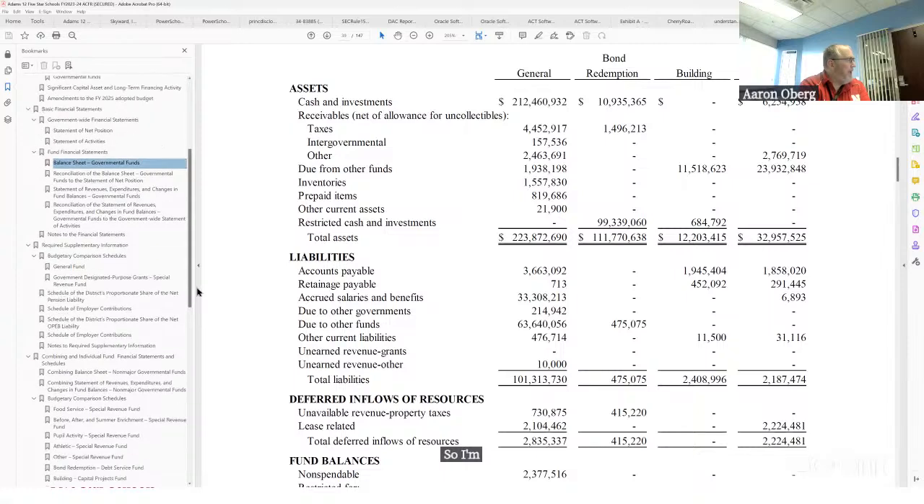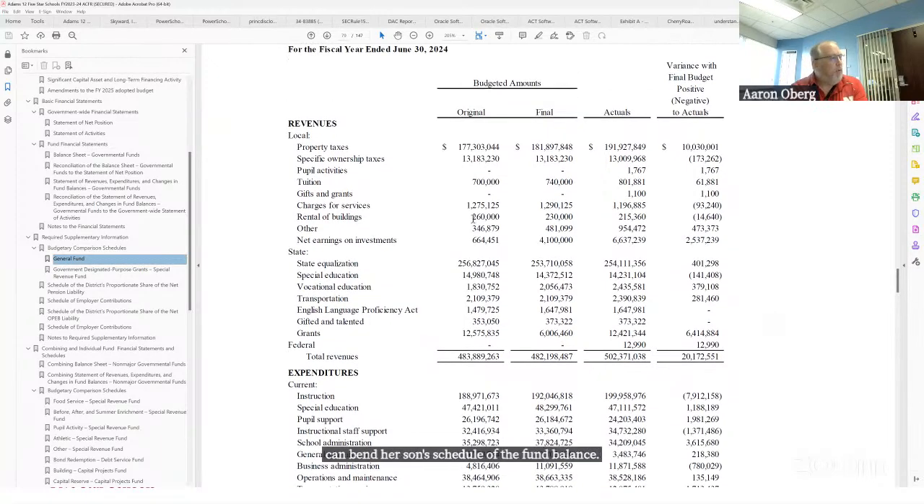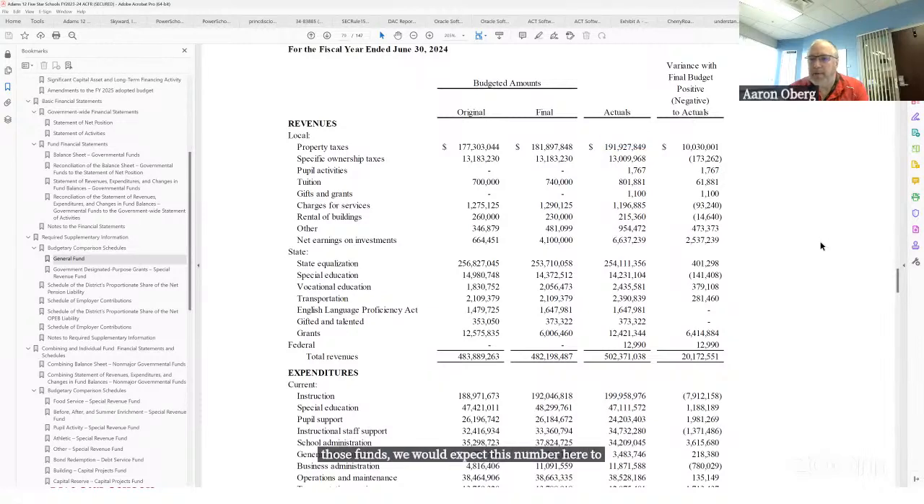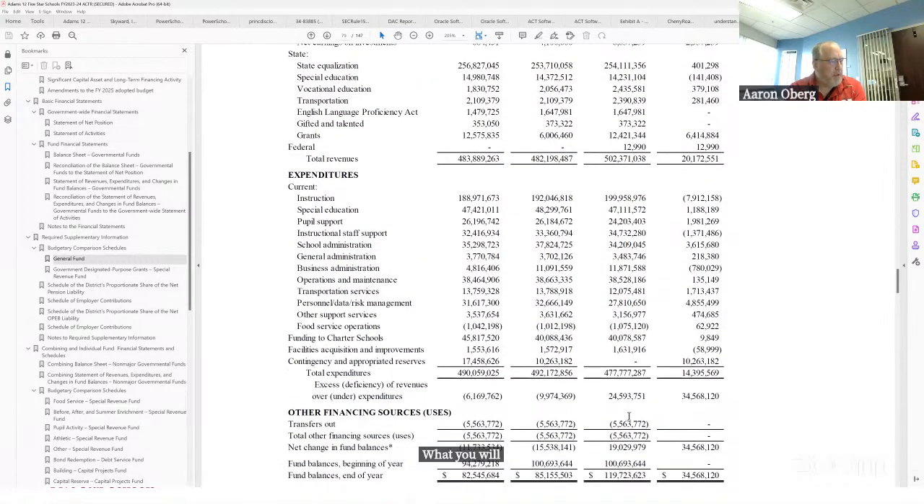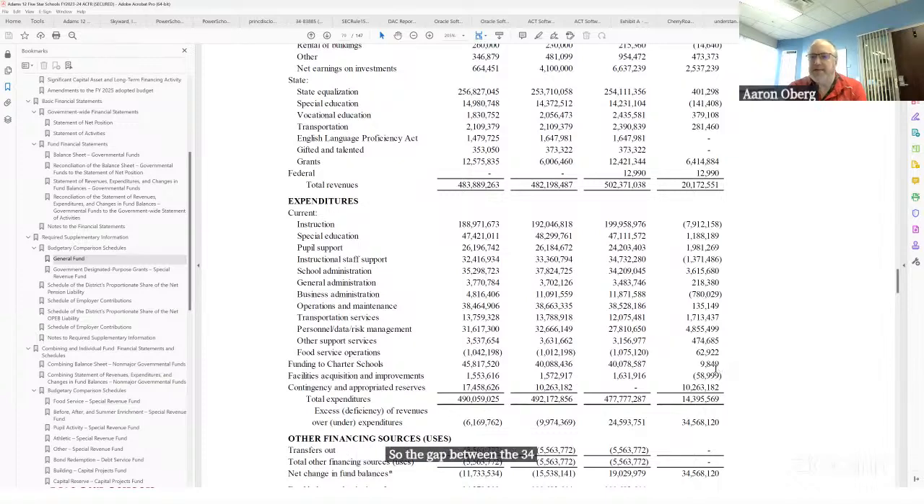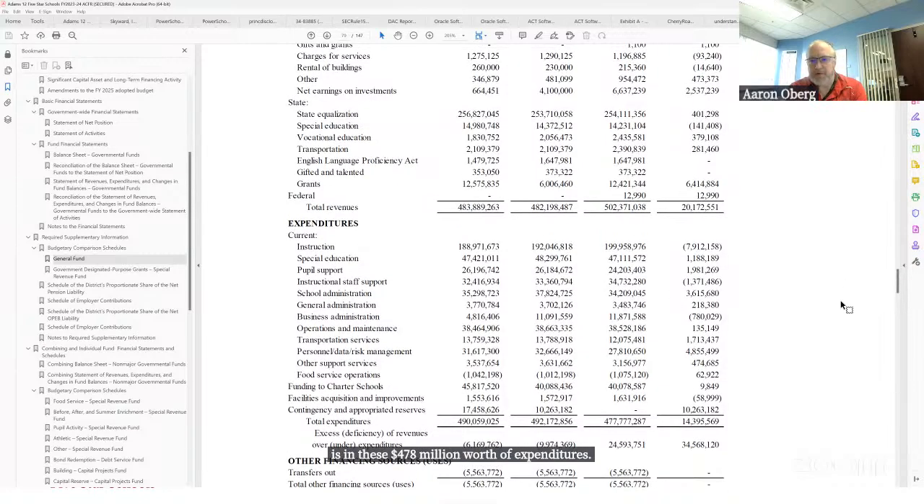So I'm going to switch to a different page, and we're going to look at the budget comparison schedule of the fund balance. Had the mill passed, let's say this is the future budget year, right after we passed and we're utilizing those funds, we would expect this number here to be higher by $34 million, the amount of the levy. What you will then see is that this year we had an operating surplus of approximately $24.6 million. So the gap between the 34 and the 24.6, it's not huge, but it is significant enough to have a difference. Where we then look is in these $478 million worth of expenditures, how many of those expenditures are really one time?